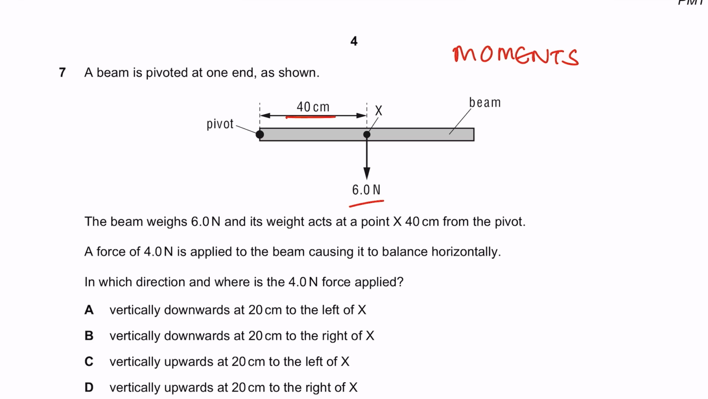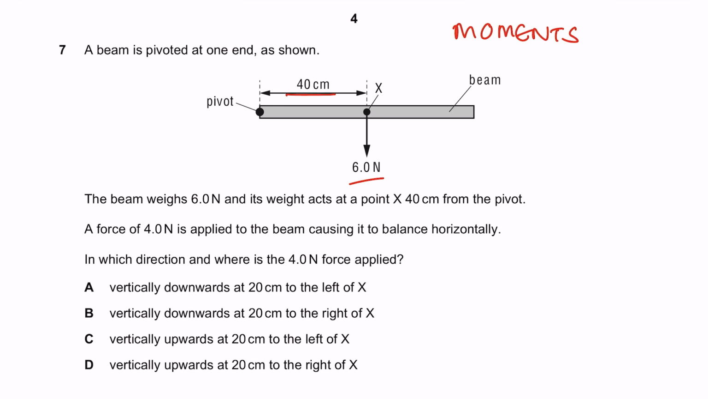A force of 4 newtons is applied to the beam, causing it to balance horizontally. In which direction and where is that 4 newton force applied? The key thing here is that the pivot is over here. Then compare the force being applied versus the force from the beam's weight. It's a lower force, so remember, to increase the size of the moment or turning force, you need a longer perpendicular distance from the pivot, which means we want that force applying to the right of X, and it needs to be in the opposite direction, which is why it's upwards.